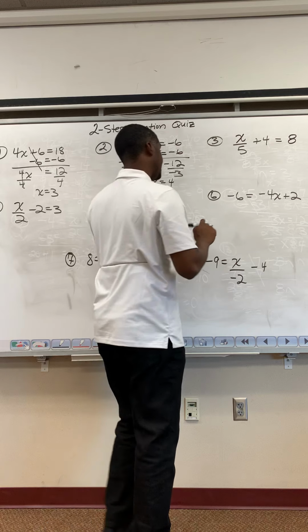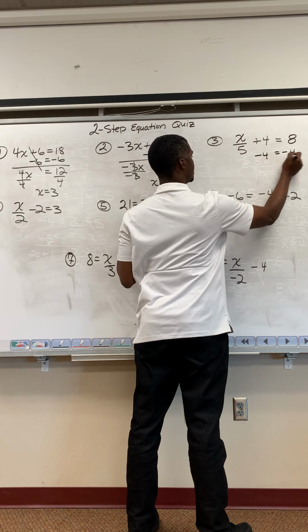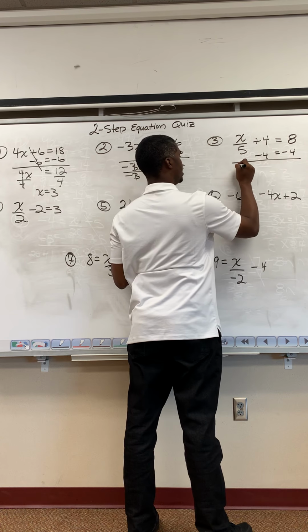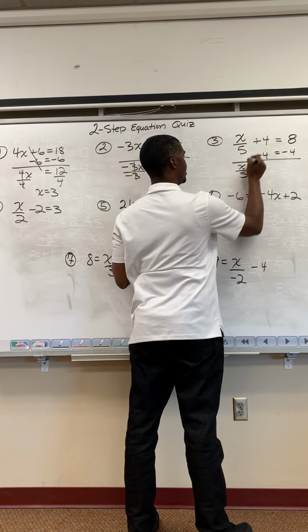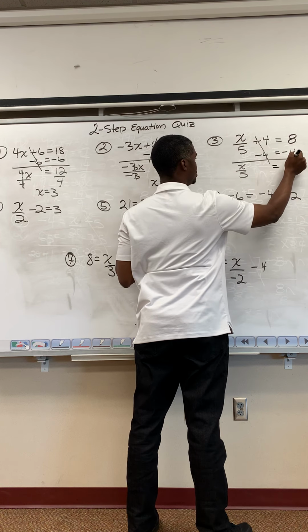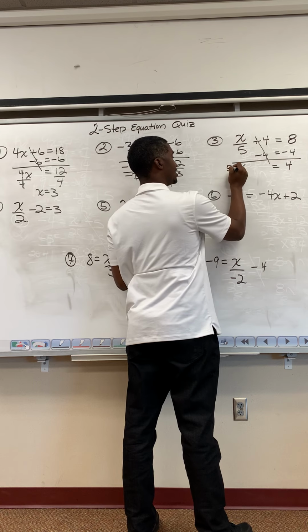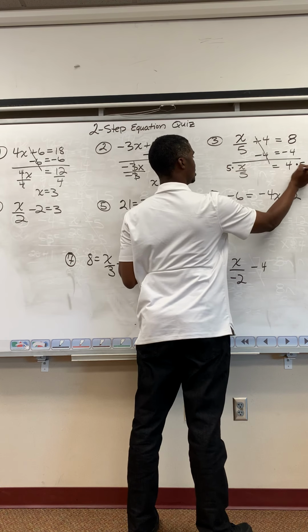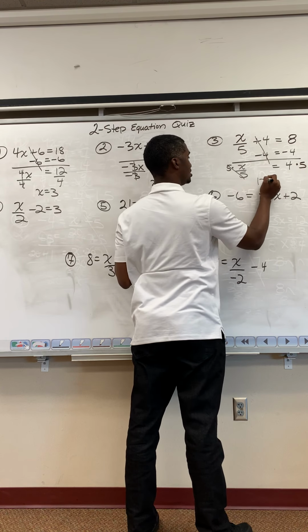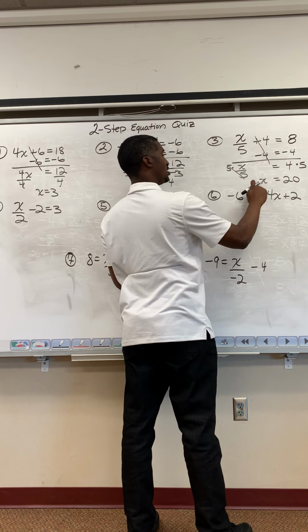Number 3, we're going to subtract 4 on both sides. That's going to leave us with x divided by 5, and the 4s become 0, equal to 4. Then we'll multiply both sides by 5. That gives us 1x is equal to 20. Don't need the 1.